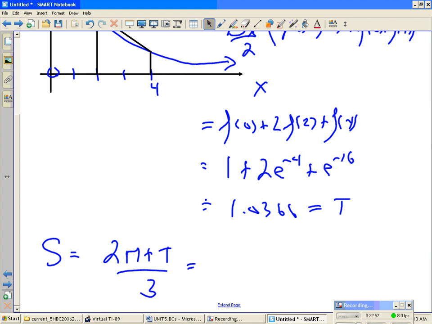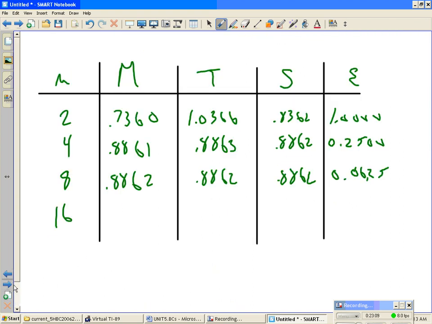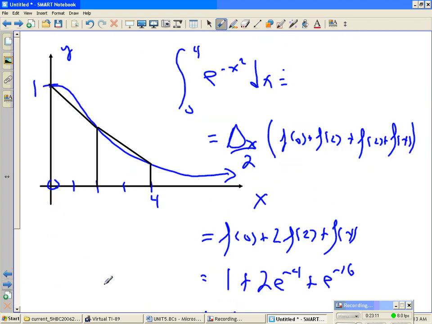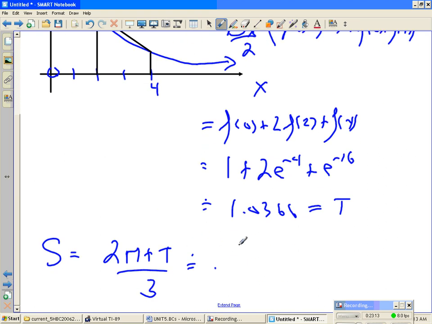Okay, sure. So now I've got approximately 0.8362. That's only for 2 rectangles, right? We only did it by hand for 2 rectangles. Well, yeah. These are all approximations anyway. S is this. I'm approximating it with that. Okay? So there's where the dot goes. So that's how that works.